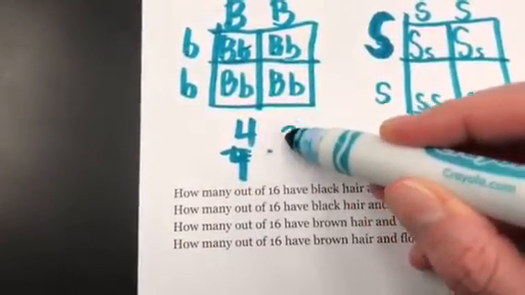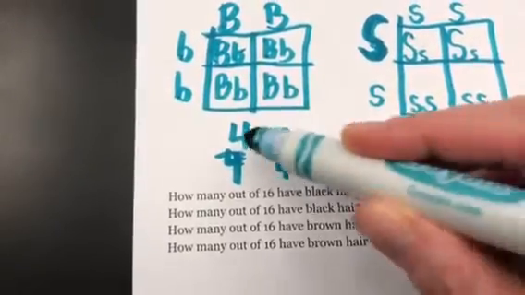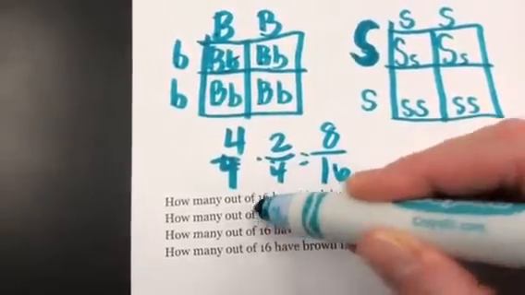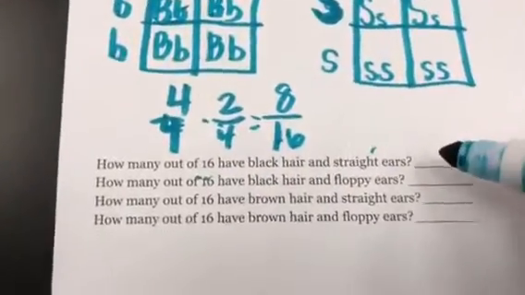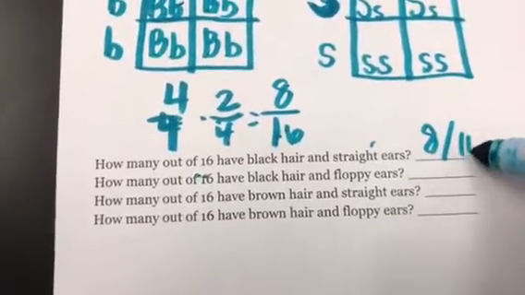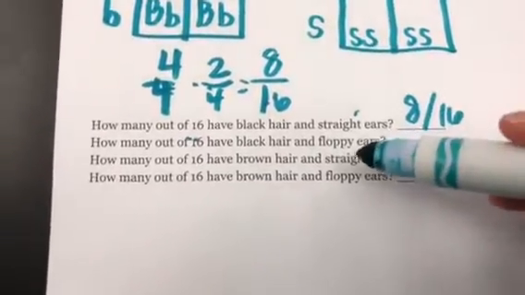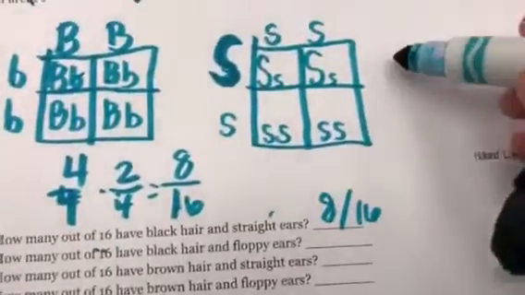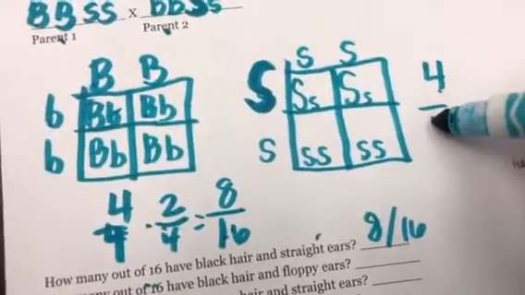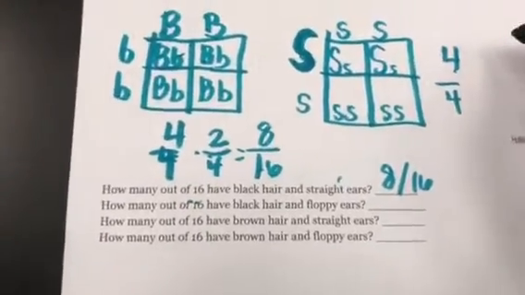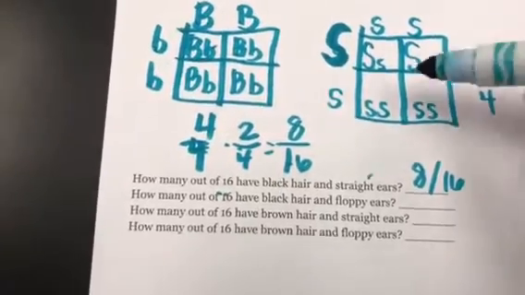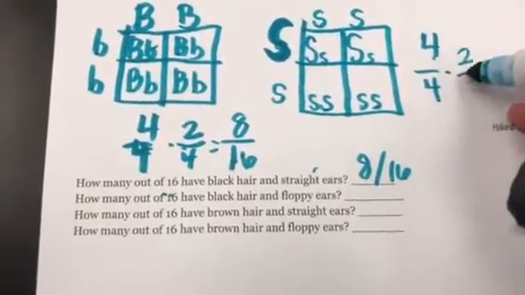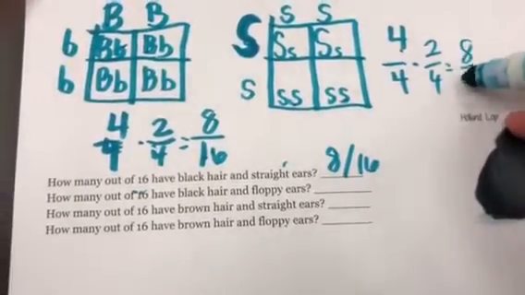So we multiply. 2 out of 4. 4 times 2, 8. 4 times 4 is 16. That's where we get the 16 from, see? So how many? 8 out of 16. How many have black hair, floppy ears? Well, we already know black hair is 4 out of 4. So let's just do the work over here. 4 out of 4. And floppy ears. Floppy ears is recessive. So this is floppy, this is floppy. Same thing. 8 out of 16.